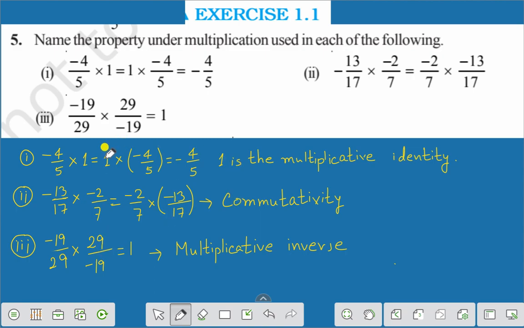Therefore, here in case 1, we have used that 1 is the multiplicative identity. And number 2 is commutativity, that is this into this is equal to minus 2 by 7 into minus 13 by 17. Right? And this is the multiplicative inverse, that is the multiplicative inverse of minus 19 by 29 is 29 by minus 19. That means in first case we have used that 1 is the multiplicative identity, in the second the rule of commutativity, and number 3 is multiplicative inverse.